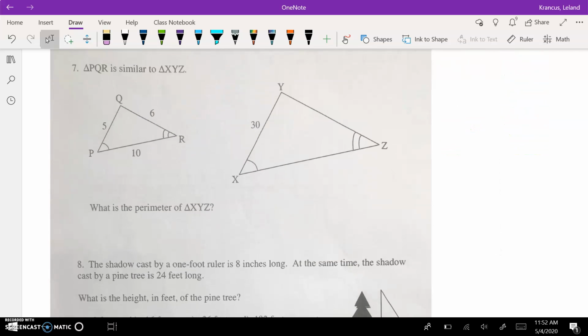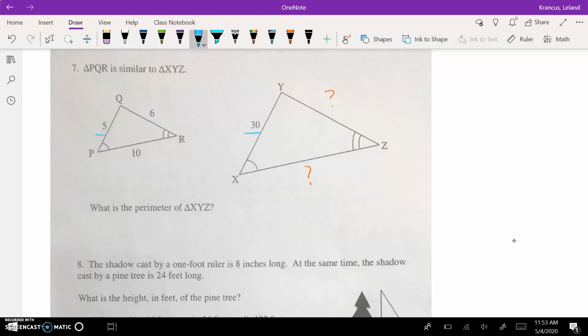For number 7, a couple ways you could do this. First of all, we know that you could set up proportions to find the two missing sides. Either set up proportions or you could identify what the scale factor is. You're given two known sides and you could use those to either set up a proportion, or you could use 5 and 30 in order to find what the scale factor is and then find those other two missing sides on the big triangle. Perimeter is the sum of those sides.